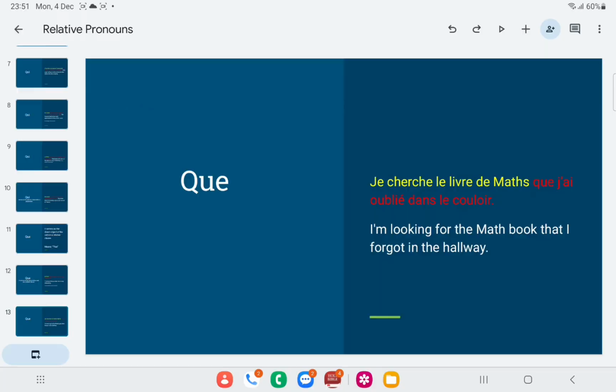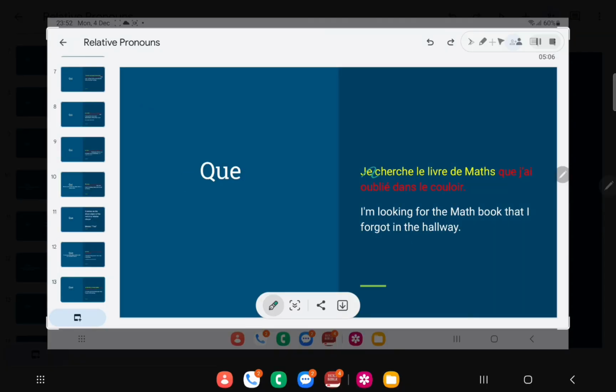Let us proceed. Example number 2. Je cherche le livre de maths que j'ai oublié dans le couloir. I'm looking for the math book that I forgot in the hallway. So we have the main clause and we have this relative clause. So the relative clause here is throwing light on the main clause, giving us information, particularly the direct object in this main clause, which is livre de maths. The extra information is ushered in by que.